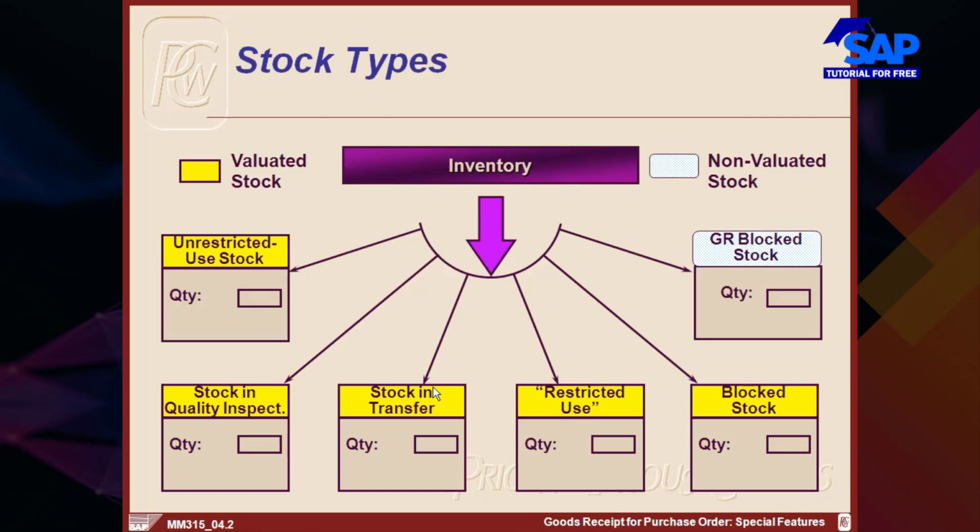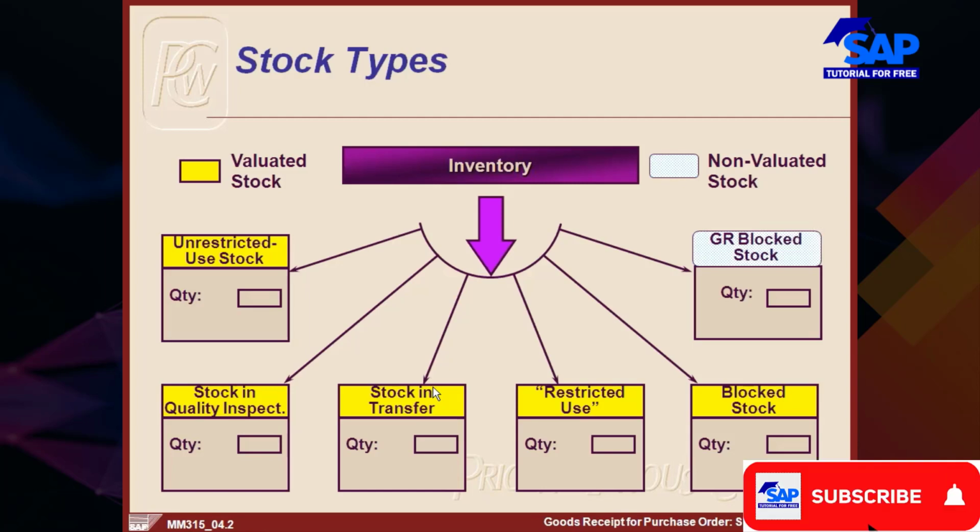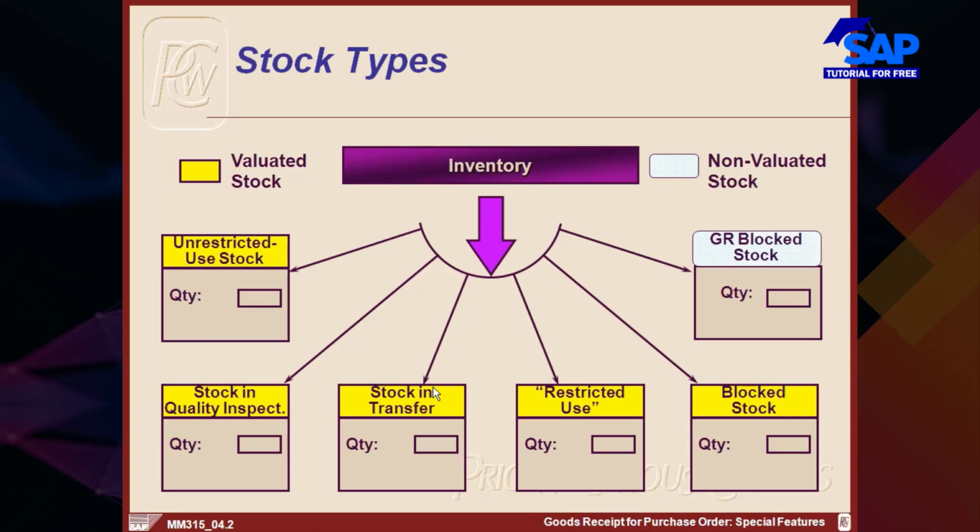Right. So what you mean to say is you accept the stock upon meeting certain conditions. Yes. And hence, this is called conditional acceptance stock. The GR block stock is also called conditional acceptance stock. Let me tell you what is GR block stock.